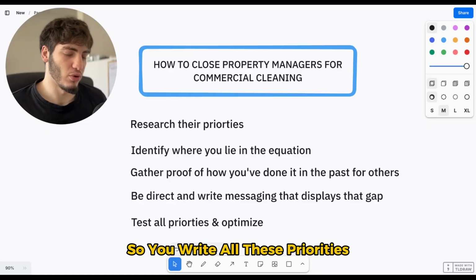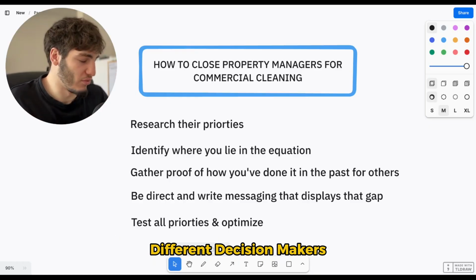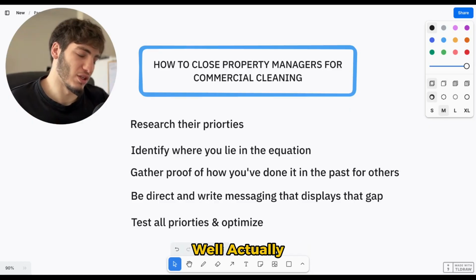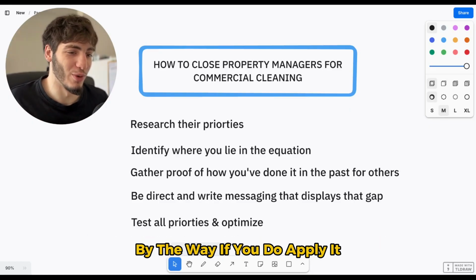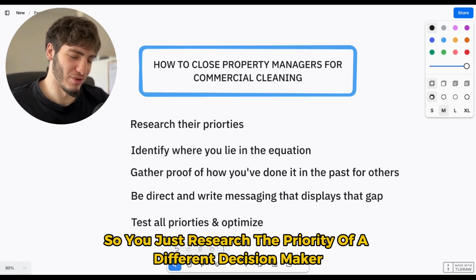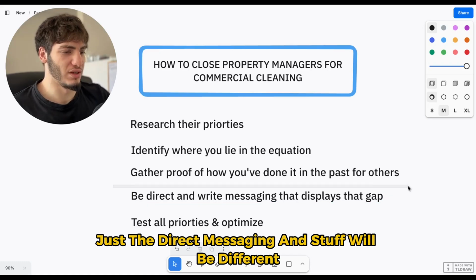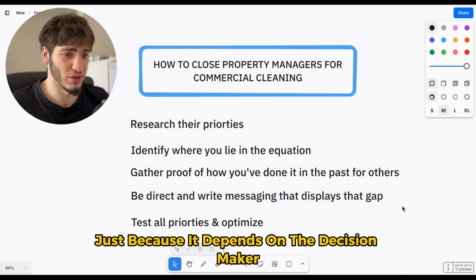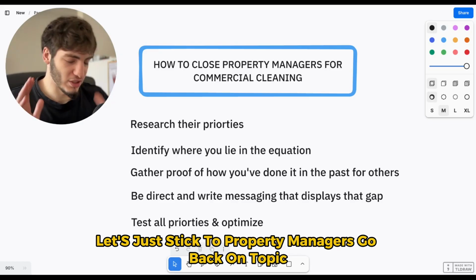So you write all these priorities, you create messaging for all of them, and then you send it out to a lot of different decision makers. Well, actually, the property managers. Thing is, this framework does work for all decision makers, by the way, if you do apply it. So you just research the priority of a different decision maker, and you go ahead and do the same thing. Just the direct messaging and stuff would be different, just because it depends on the decision maker, how they like the message. But other than that, let's just stick to property managers.